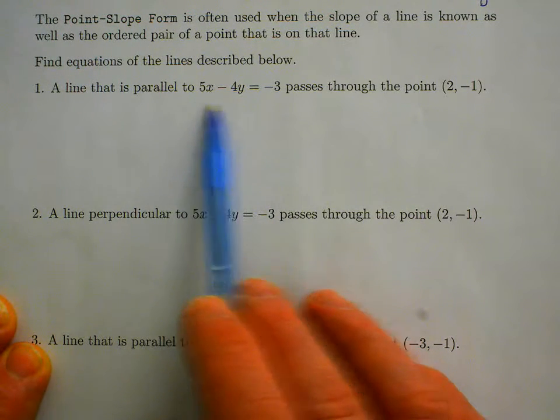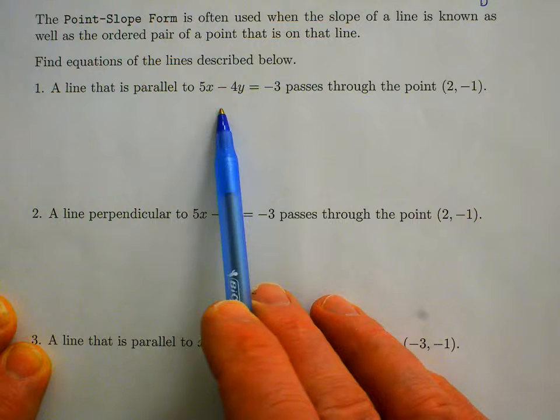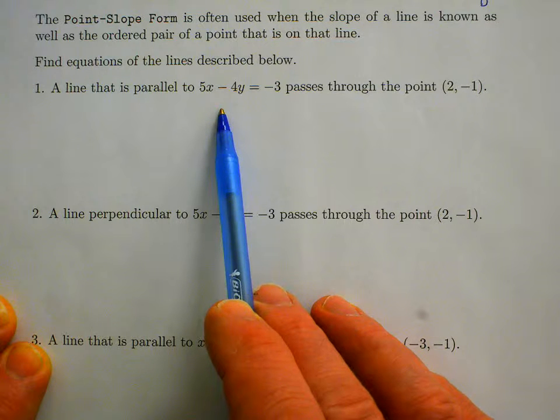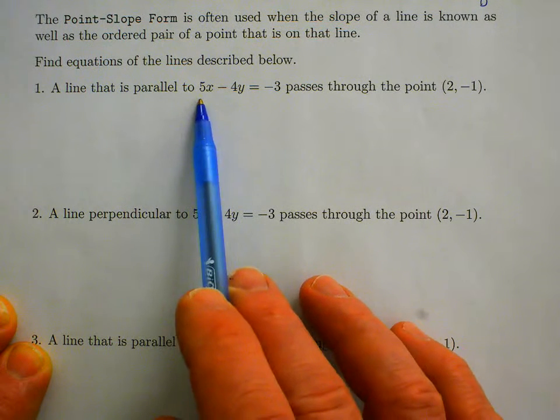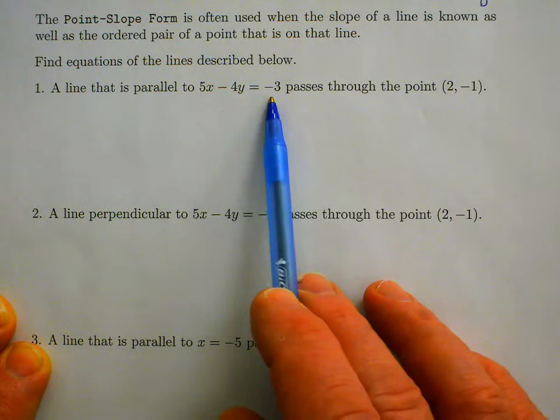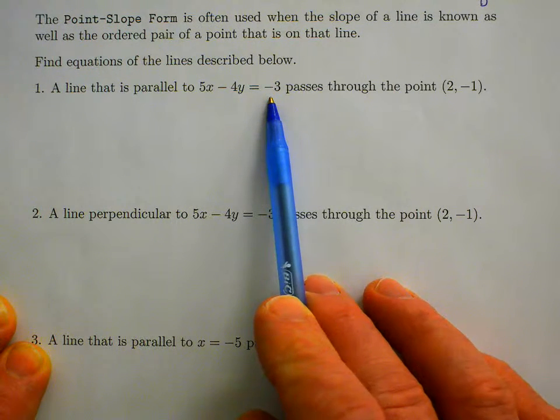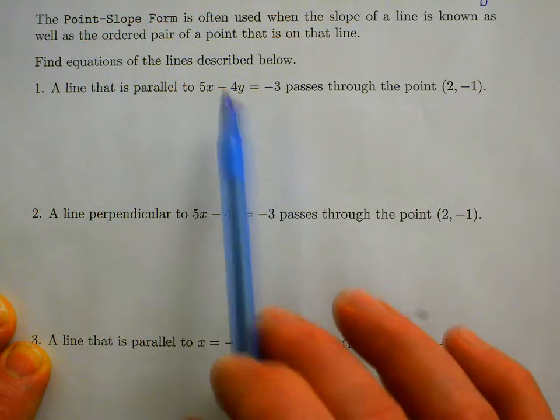Yeah, if we rewrite this equation, we're given a linear equation in standard form. And so if we solve this equation for y, it will be in the slope-intercept form. And then we'll know what the slope is.